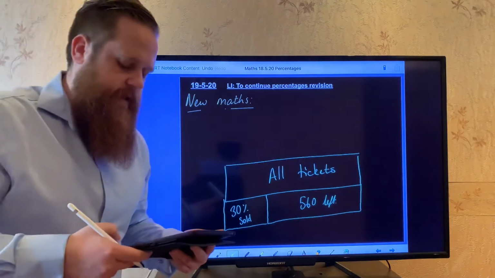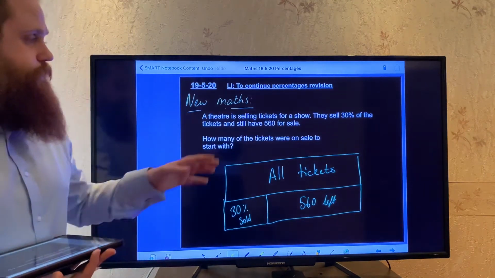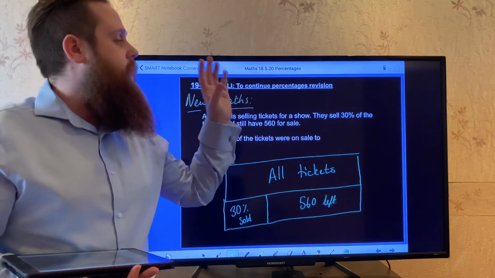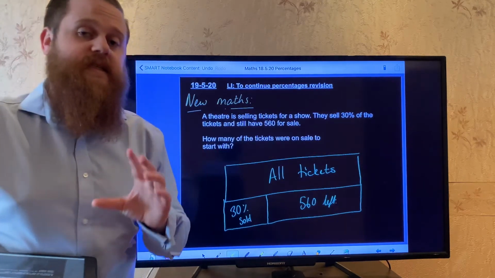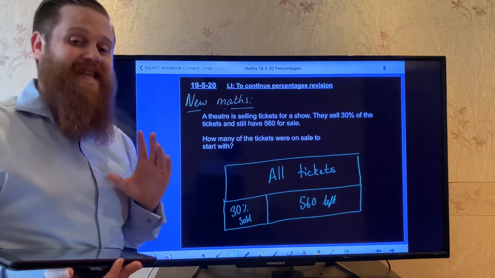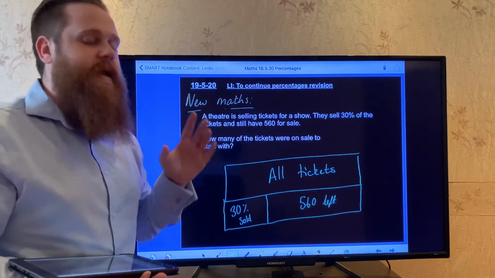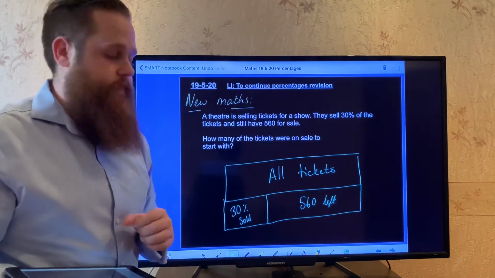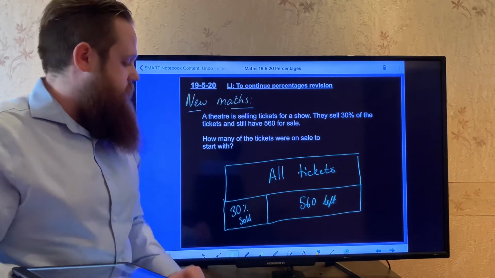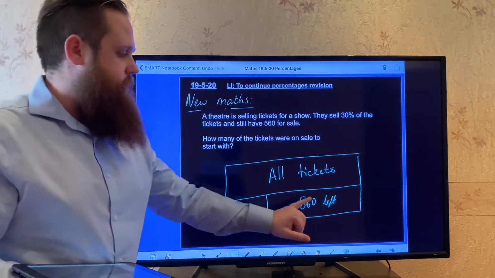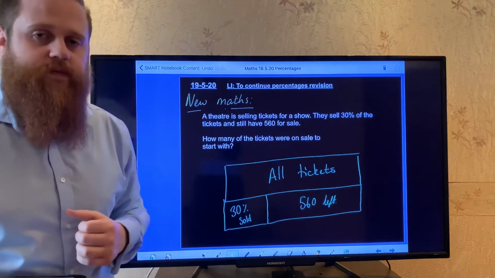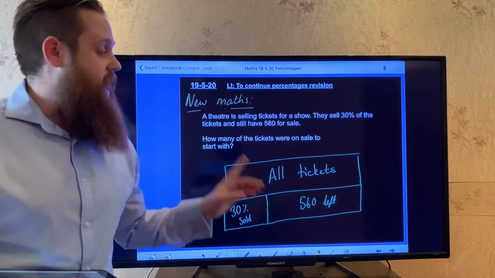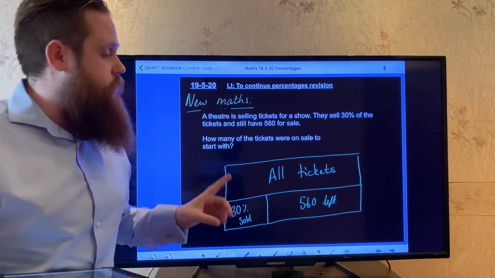So this one, a theatre is selling tickets for a show, and they sell 30% of the tickets, but they still have 560 left for sale. How many tickets were on sale to begin with? Here is your little chart. 30% sold, 560 left. How many tickets did they have to start with? Pause the video and have a go. See if you can solve this yourself.